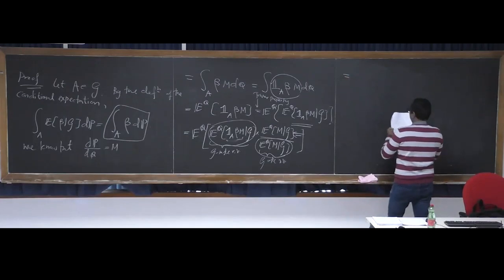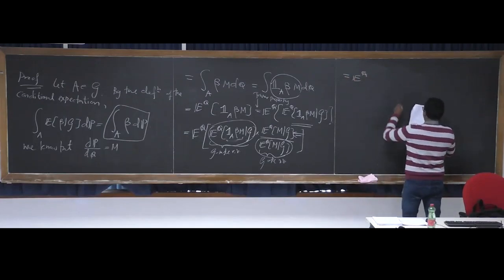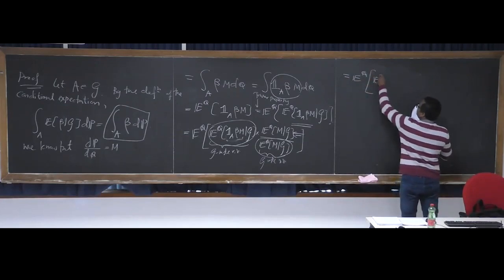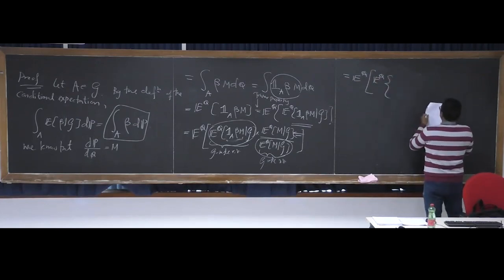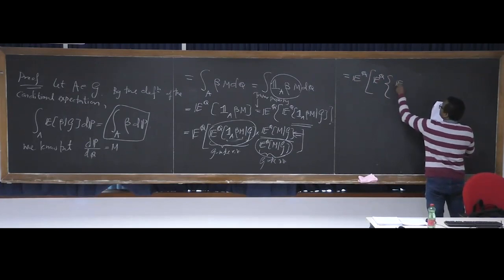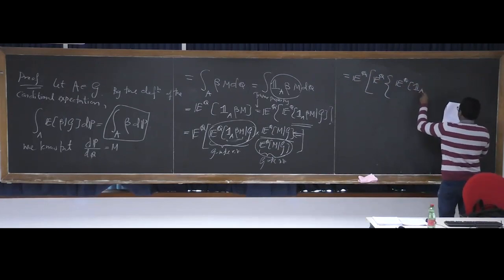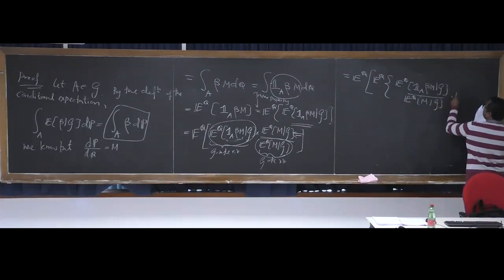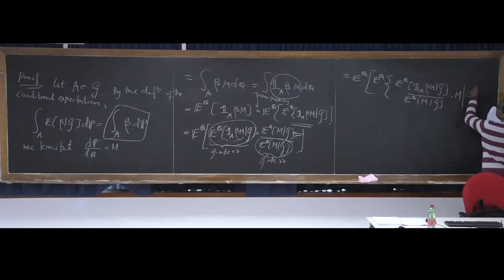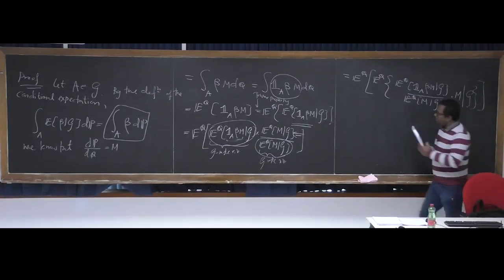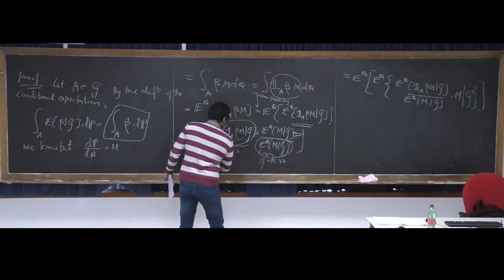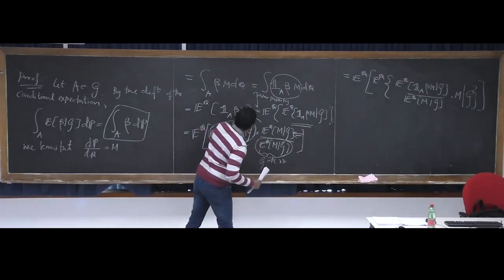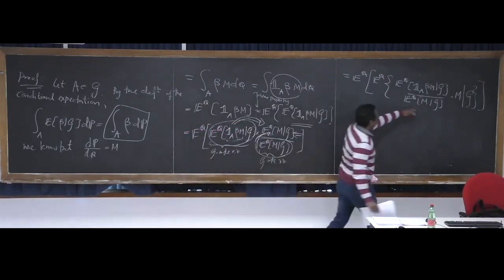So this becomes the expectation of the conditional expectation. So inside we have the conditional expectation of the characteristic function over A, beta M given G, over the conditional expectation of M given G, times M, given G, right? So we didn't do anything new. Since these two are G measurable random variables, you can pull inside these two, right? So the resulting expression is this one.